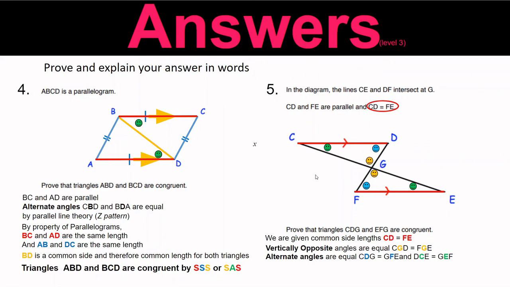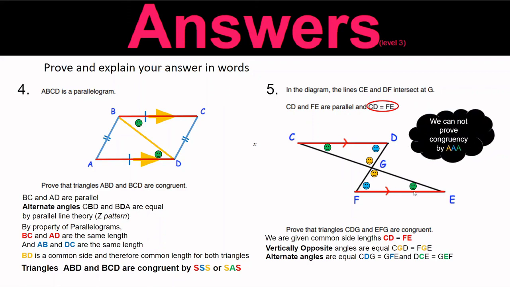Now looking at this information, it looks like I've just got 3 angles in the top triangle and 3 angles in the bottom triangle, which are equal. The yellow ones are equal to each other, the blues are equal to each other, and the greens are equal to each other. But be careful, because AAA is not a congruency rule. However, remember what we said at the beginning? CD and FE are equal to each other. So not only do I have all 3 angles, I've also got a side length.